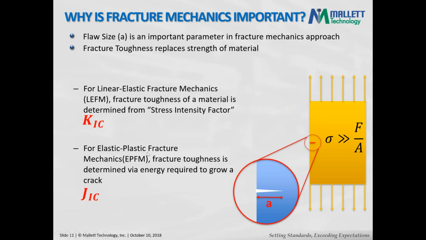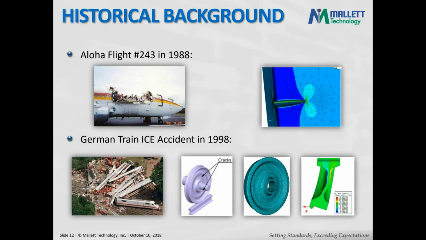And when things go plastic, then we talk about J sub 1C, and we will talk about what J sub 1C is as well. It's similar to K sub 1C. When everything is linear elastic, K sub 1C is equal to J sub 1C. But when there's a lot of plasticity ahead of the crack tip, then we need to talk about J sub 1C.